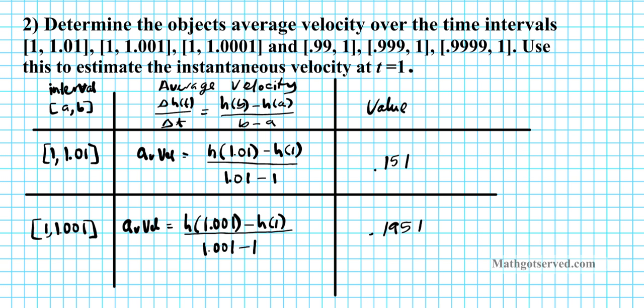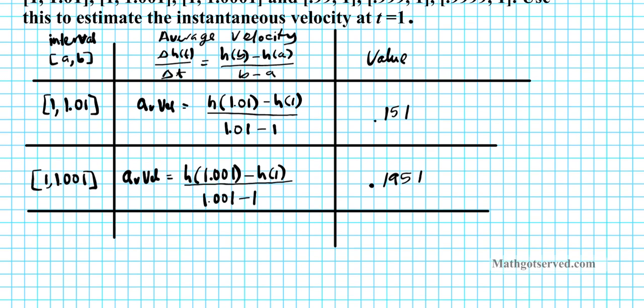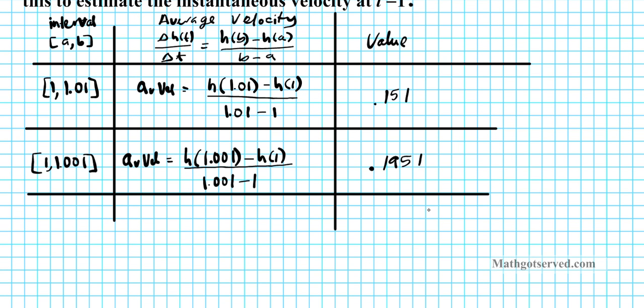0.1951. Without this trick that I showed you, it's going to take a really long time to calculate this, and it's really painful. But if you have the calculator doing the heavyweights, then it's easy to do, okay? All right, so we're going to shift to the next interval. We're going to go from 1 to 1.0001, okay?